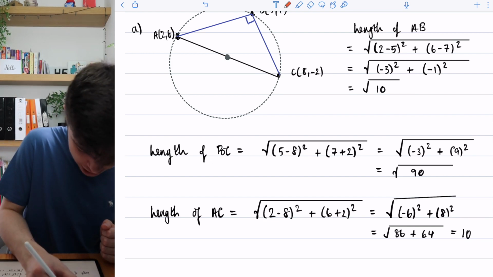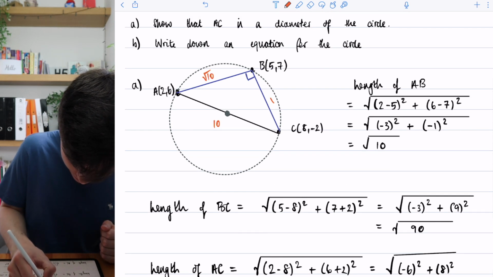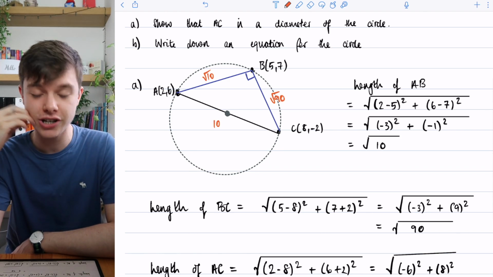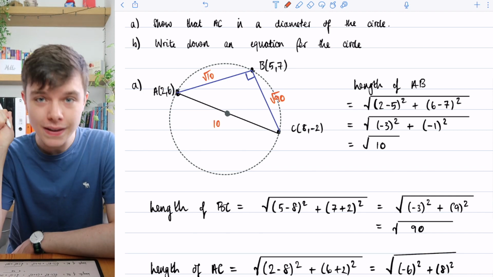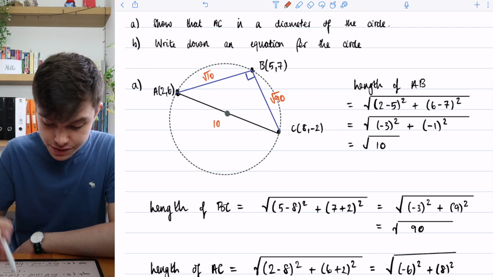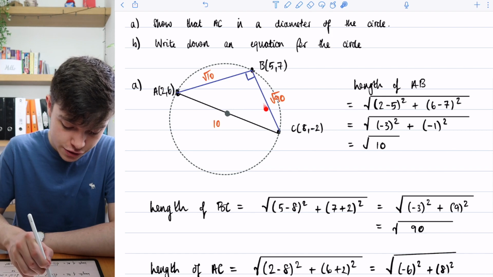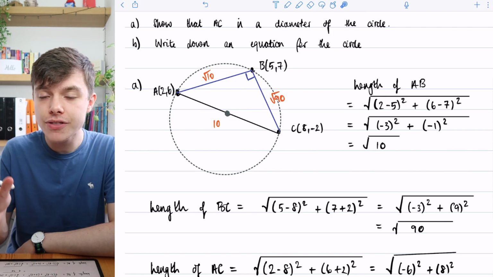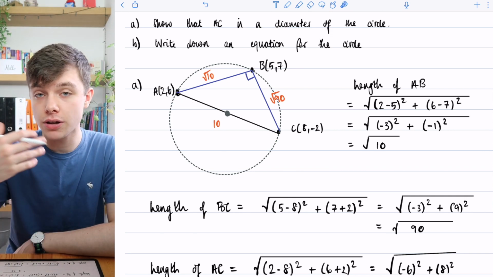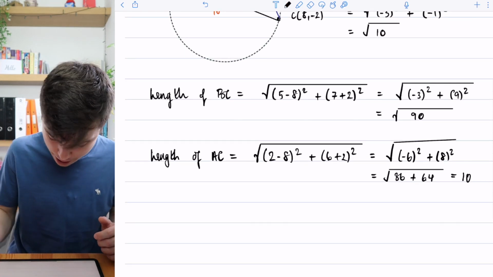This, I write them on in orange, is a length of 10. This is a length of root 10, and this is a length of root 90, okay? So maybe you didn't have to sit and watch me do all of that calculation, but there we go. So, if this is a right angle, Pythagoras will now work. Pythagoras says if I take the square of this shorter side and the square of this shorter side, I add them together and square root, that should give me the length of this longer side, or the length of the hypotenuse. Okay, so let's do that.